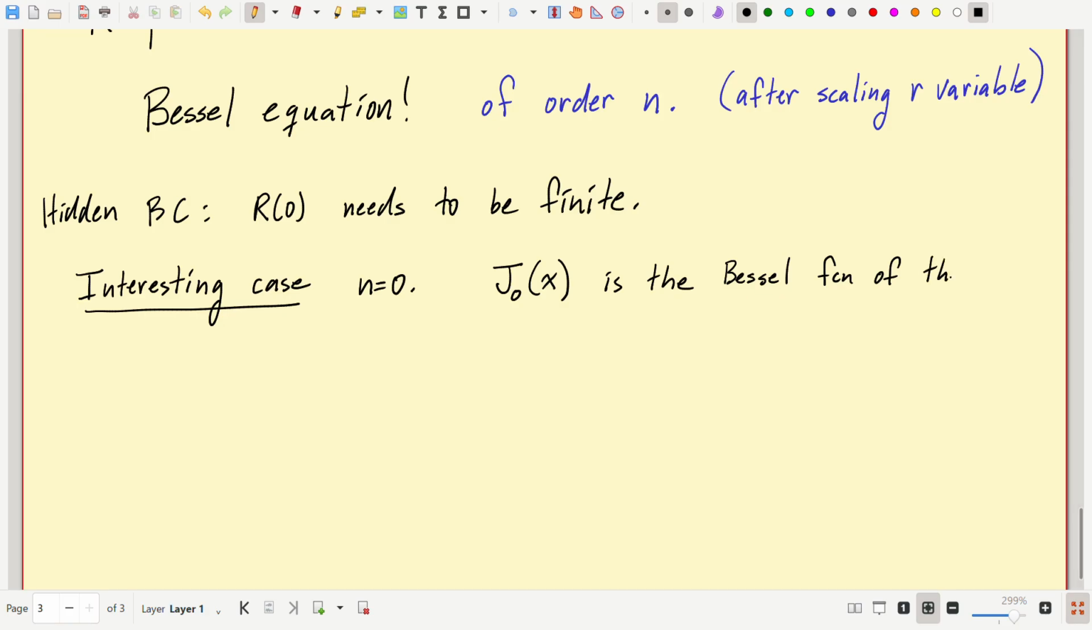That sounds pretty wild. So it's the Bessel function of the first kind of order 0. It solves that ODE with n equals 0. It turns out to be the solution to that problem that's bounded.